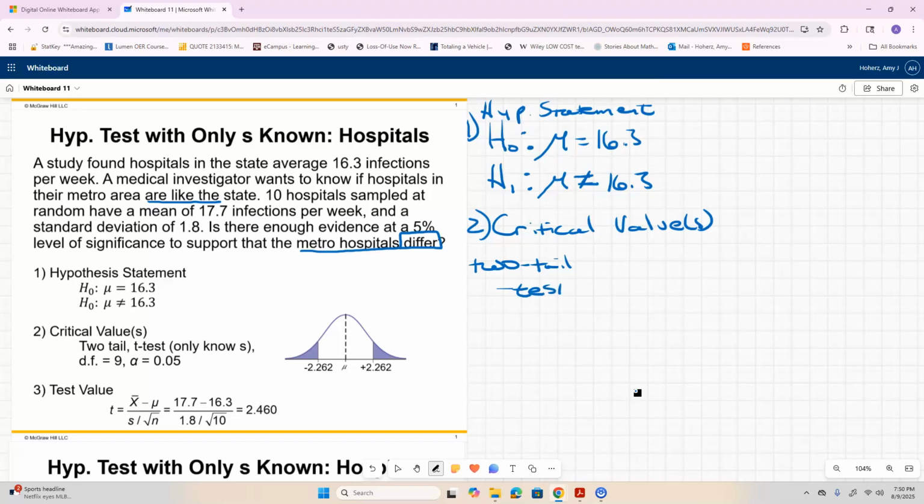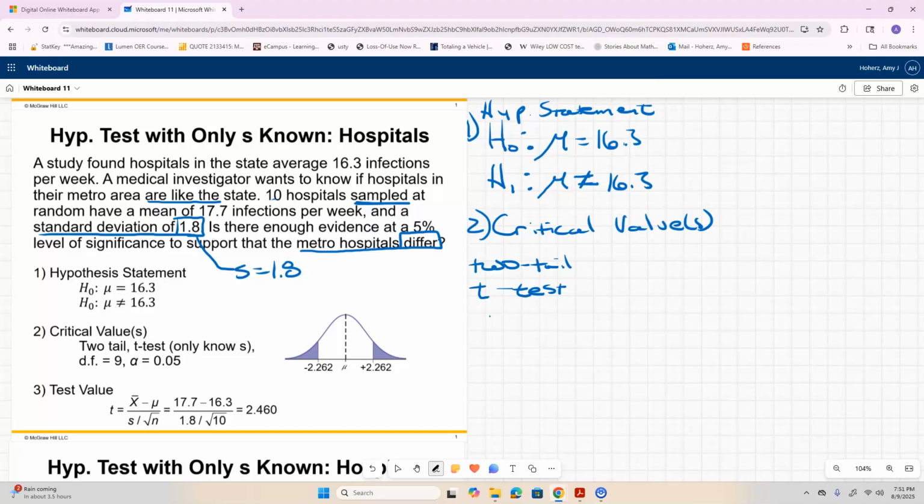Well, let's look at what we have. 10 hospitals sampled have a mean of 17.7 infections and a standard deviation of 1.8. So right here it says 10 hospitals sampled have a standard deviation of 1.8. This is a sample standard deviation. This is an S. Our S is 1.8, not a sigma. So we're doing a t-test because we only have the S.